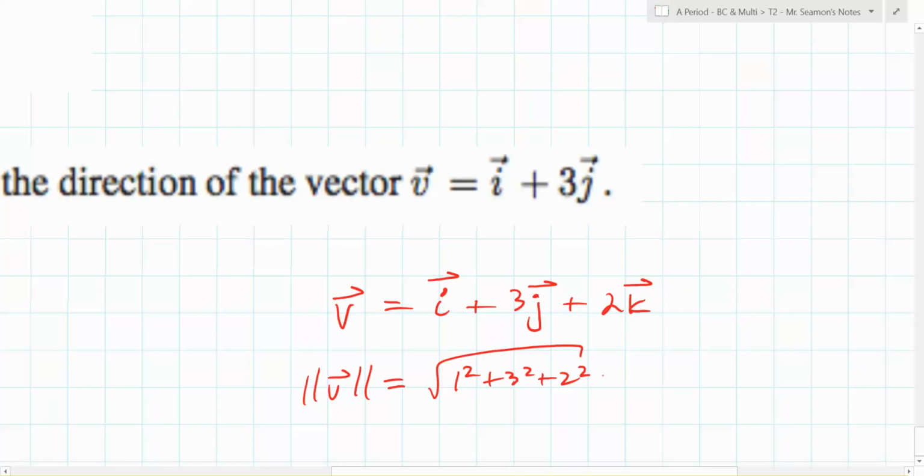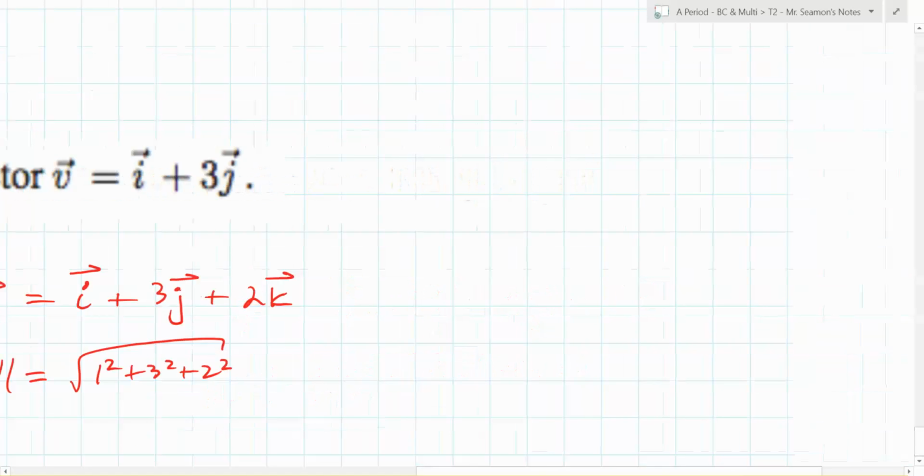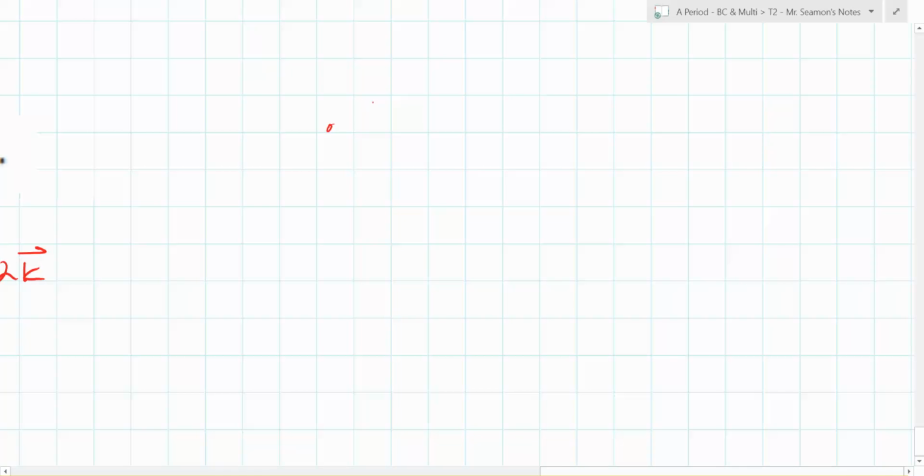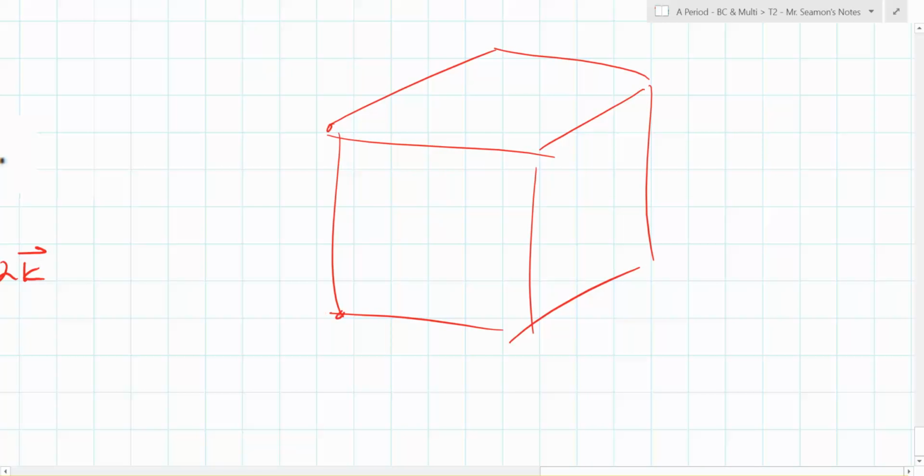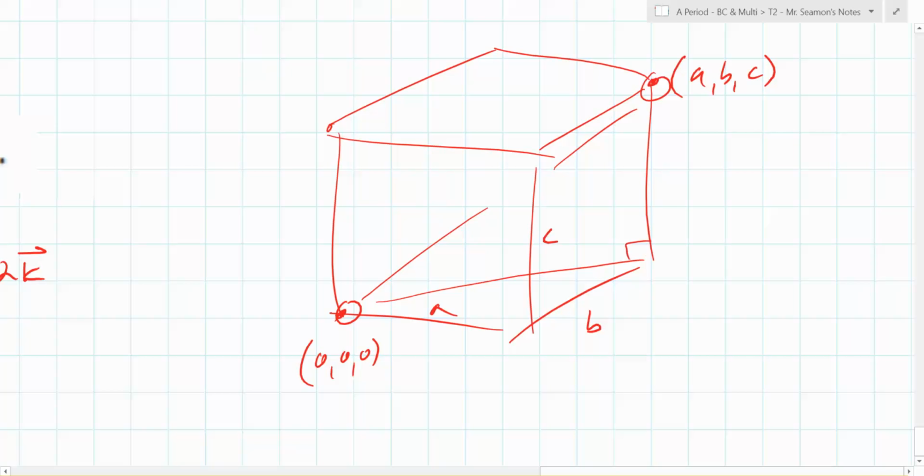Do you remember the distance between two points? The same thing. Nothing breaks when you go to three dimensions. Nothing breaks. It's pretty cool. Have you ever proved that, or ever looked at that before? You see these pictures in three dimensions like this. And if this is 0, 0, 0 right there, let's call this point A, B, C. So let's call that A, B, and a height of C, like that. If you want to get this distance from here to here, you're looking at that triangle right there, right? What's the base of that triangle?